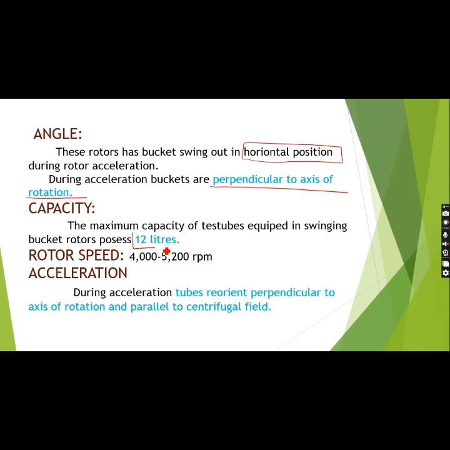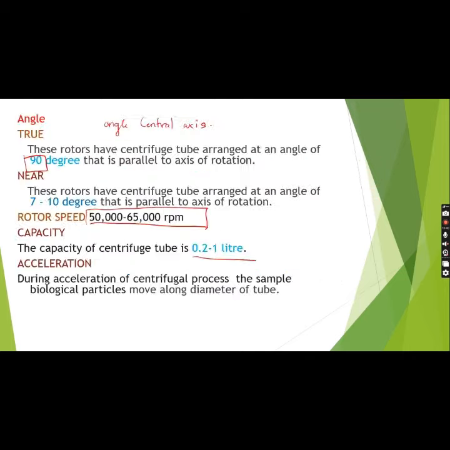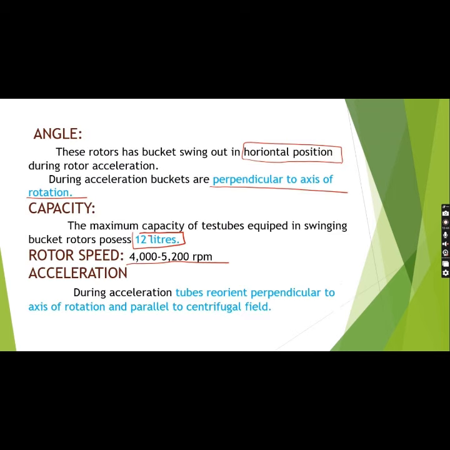The capacity is about 12 liters. The RPM is 4000 to 5200 RPM, which is much lesser than the fixed angle rotors and another rotor, the vertical tube rotors.